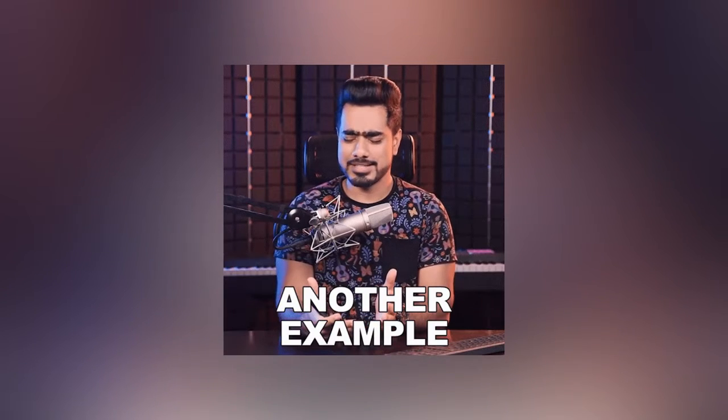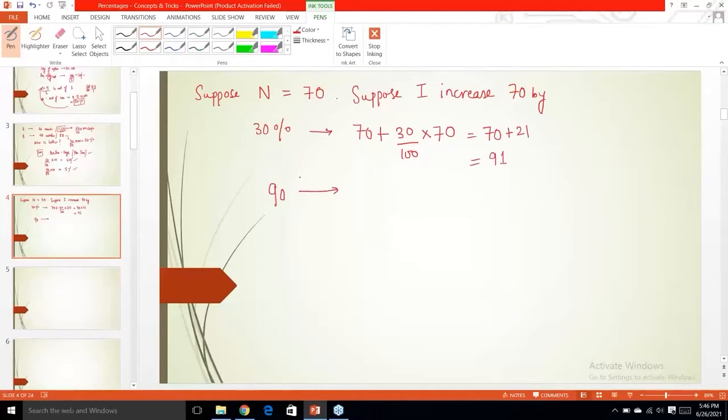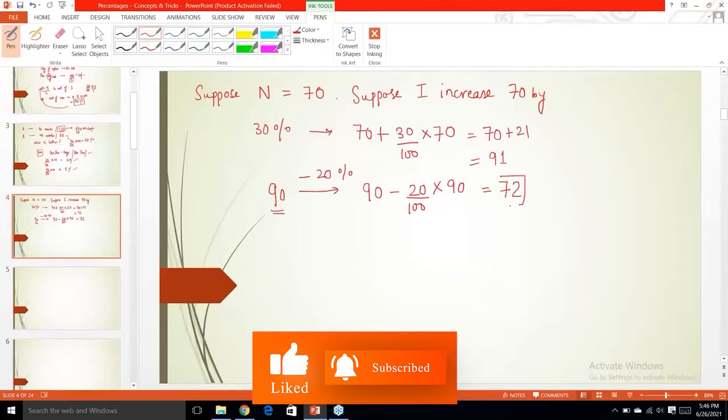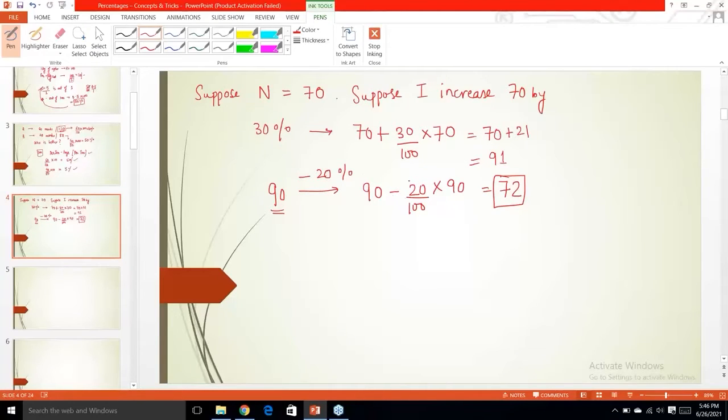So let's take another example. If I were to decrement 90 by 20%, what am I doing? I am subtracting 20% of 90 from 90, which becomes 72. Now, my intent is to find the final number. If a number is decremented by 20%, what I am doing right now is figuring out the 20% of 90 and then subtracting that from 90.